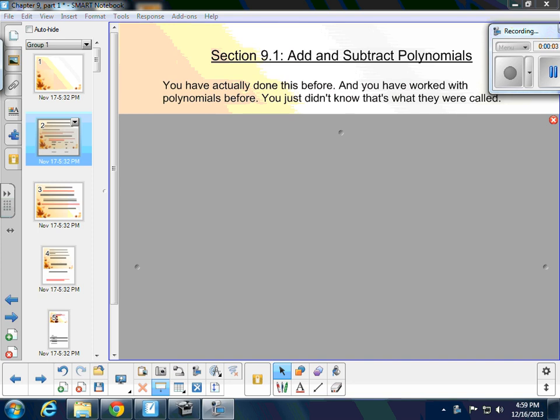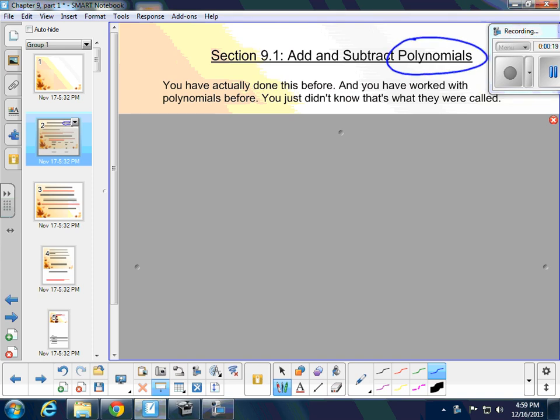Today's lesson is on section 9.1, add and subtract polynomials. This first part of the first section of this chapter, I'm just going to talk about some terminology and some words that we need to know going forward in our math career. When they talk about that last word in the section title, polynomials, we need to know what this means.